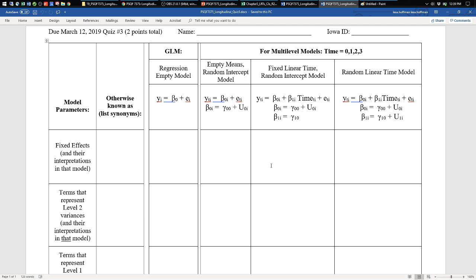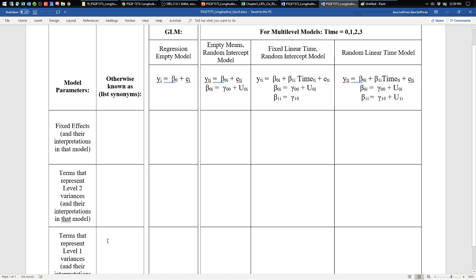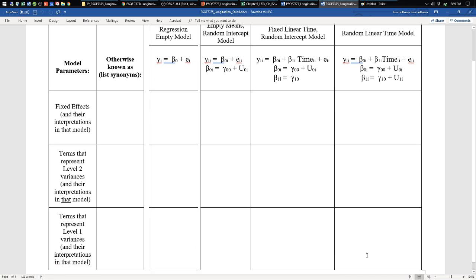I want you to figure out, based on the notation, what are the fixed effects, which terms represent level 2 variances, and which terms represent level 1 variances. So you're going to write in the box the things that correspond to each. And note that I say, and their interpretations. So if you find that random intercept variance goes in one of the boxes, what does that mean conceptually in that model? If you had to define it with words, what would you say? So this is just a drill to make sure that we're following notation.